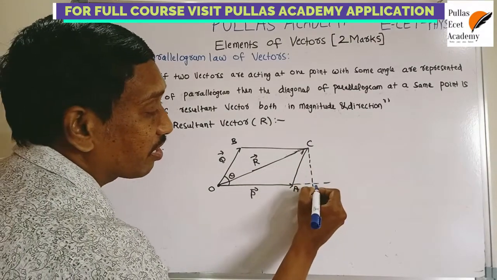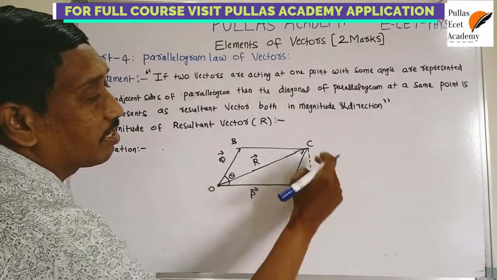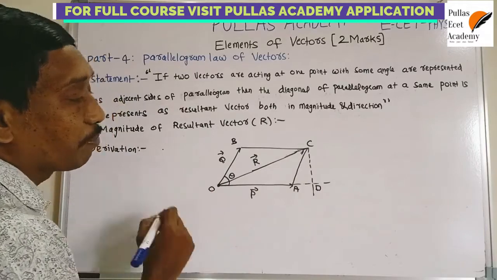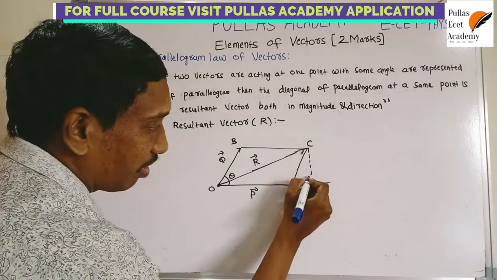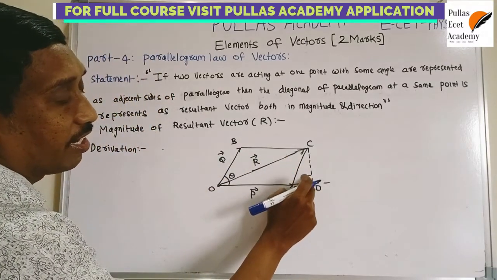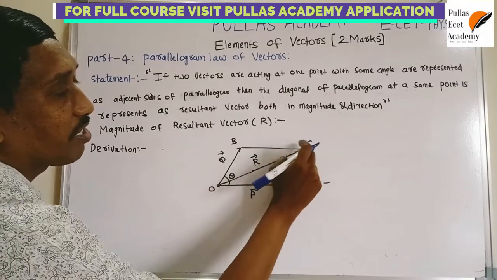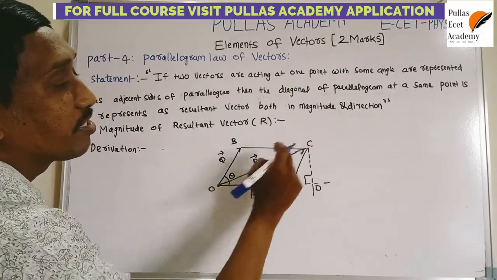Where they intersect here, this is point D. Now when you extend and draw the normal line, if you observe in the diagram, OCD is one right angled triangle here. In this triangle, one angle is 90 degrees, and its opposite side OC is the hypotenuse. In this triangle OC is the hypotenuse.